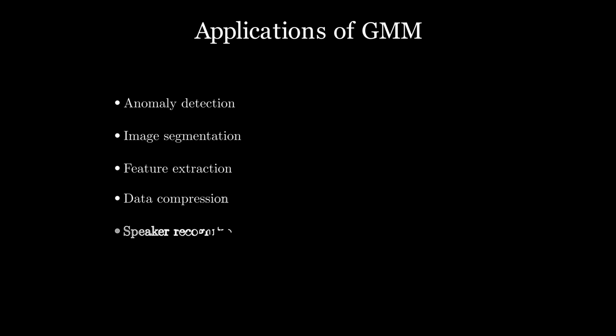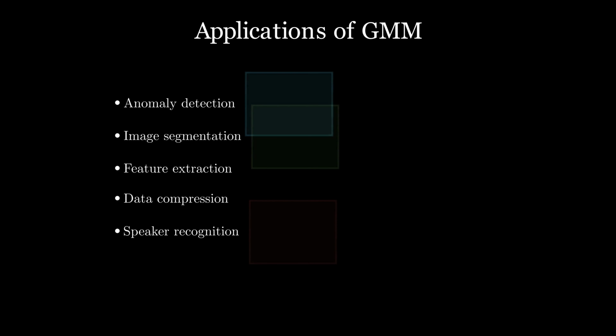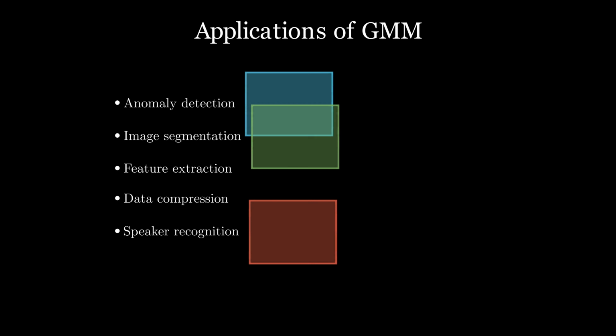GMM finds applications in many domains, including anomaly detection, image segmentation, and speaker recognition. Its probabilistic nature makes it particularly useful when we need uncertainty estimates.